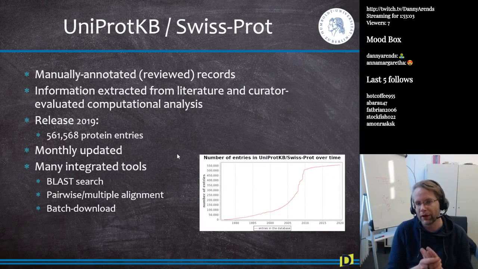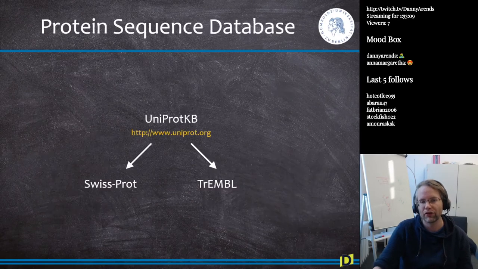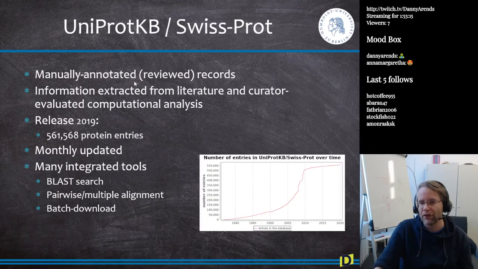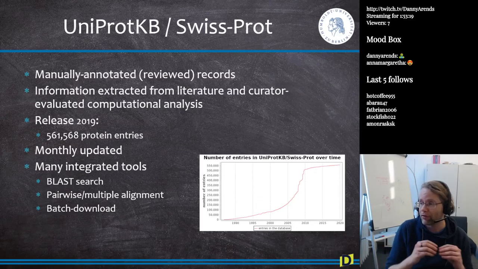If we look at the UniProt database, then it has manually annotated and reviewed records, right? This is one part of the database, the SwissProt part. The SwissProt part is a manually annotated database, which means that all of the data from this database is very high quality. If there's something in there, you know for certain that it's true because a professional or an expert in the field looked at the data.